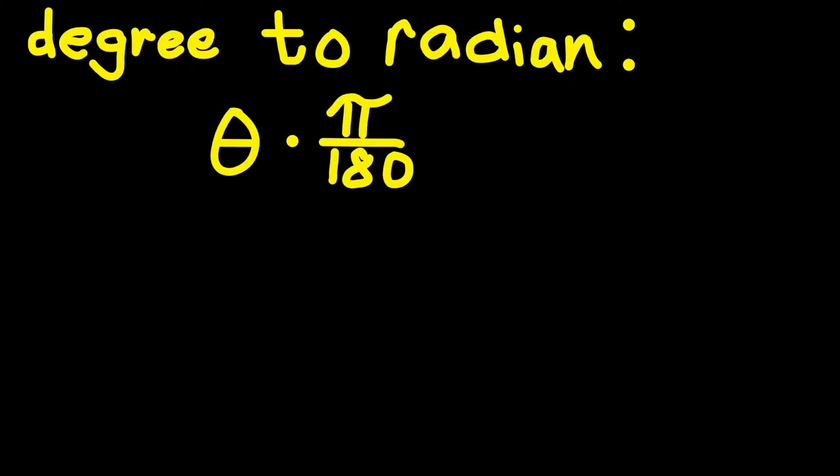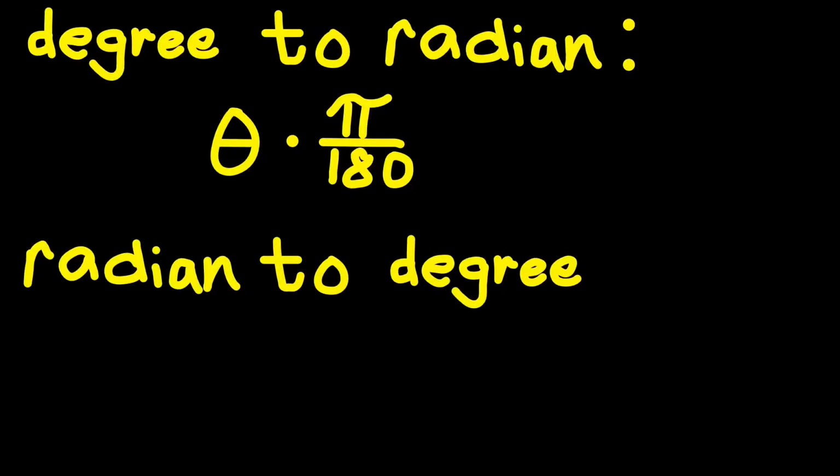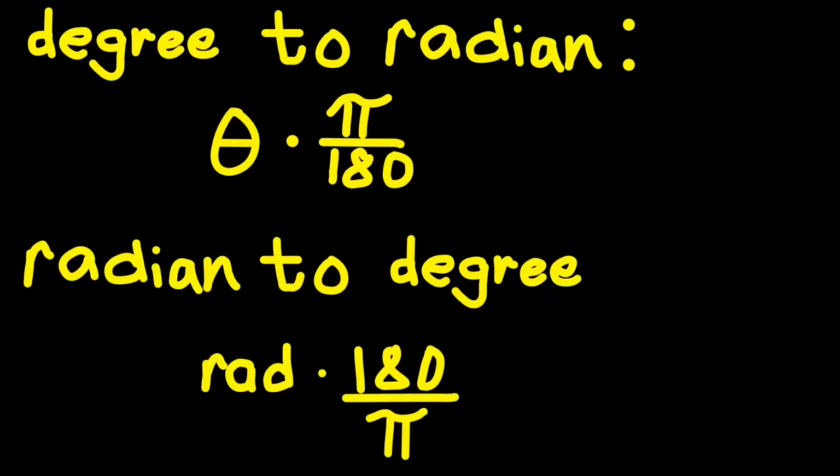To convert a degree measure to radian measure, multiply the degree measure by pi radians over 180 degrees. To convert a radian measure to degree measure, multiply the radian measure by 180 degrees over pi radians.